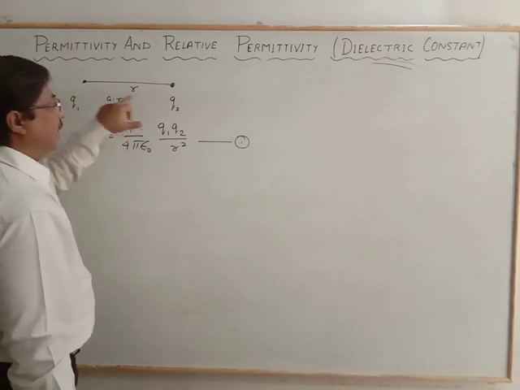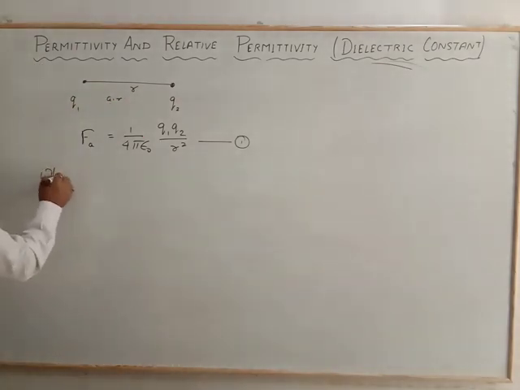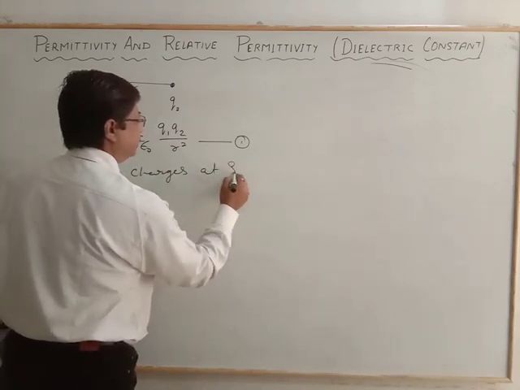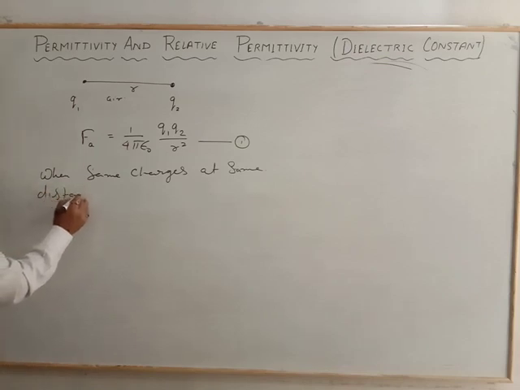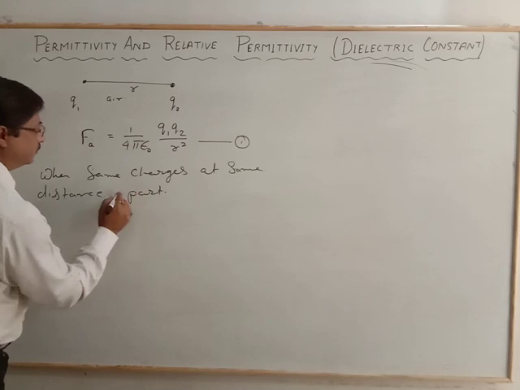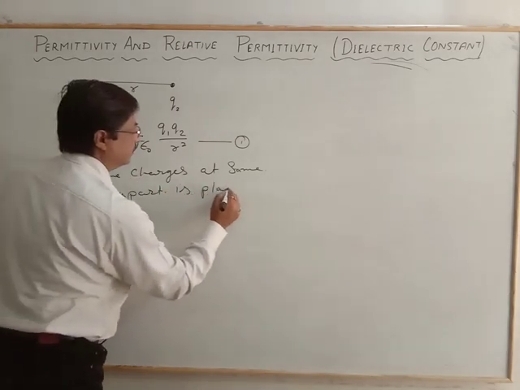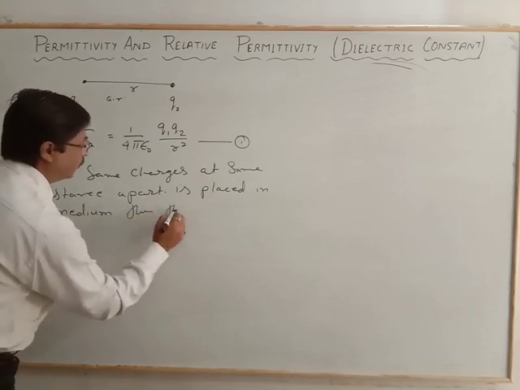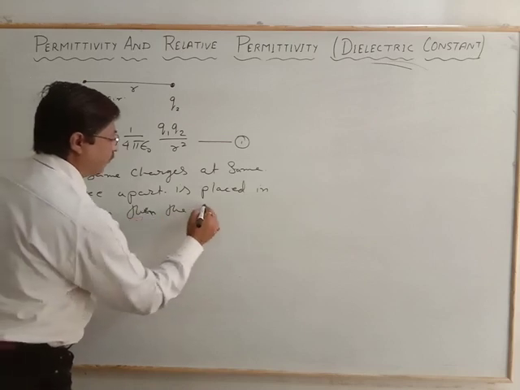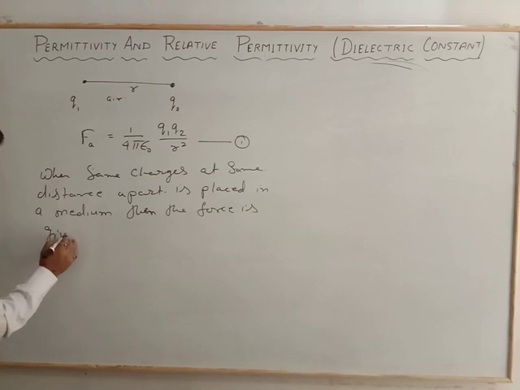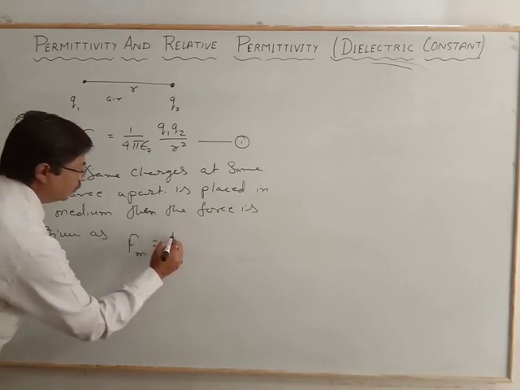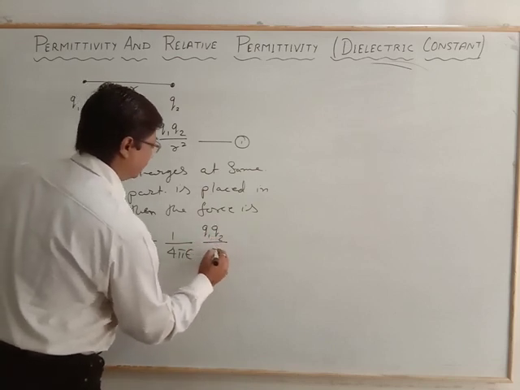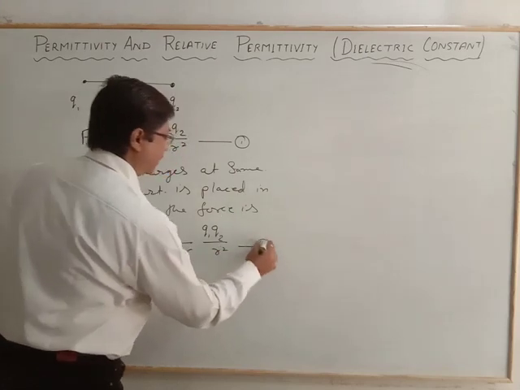Now when the same charges at the same distance apart are placed in a medium, then the force is given as F in the medium equal to 1 by 4 pi epsilon, that is the absolute permittivity of the medium, Q1 Q2 by r square. So this will become equation number 2.